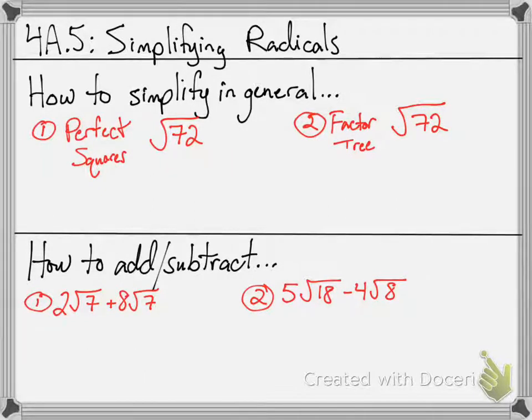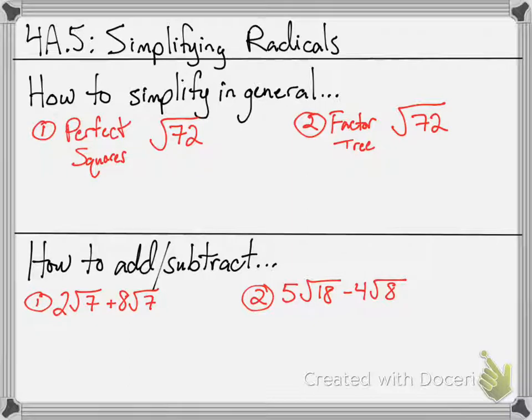This video corresponds with lesson number 5 in Unit 4A, dealing with how to simplify radicals. This video will walk you through a couple of basics with radicals, including the basics of how to simplify them, as well as how to add and subtract terms with radicals, as well as multiply and divide things with radicals as well. But before you can do operations, you need to know how to simplify. So that's what we're going to take a look at first.